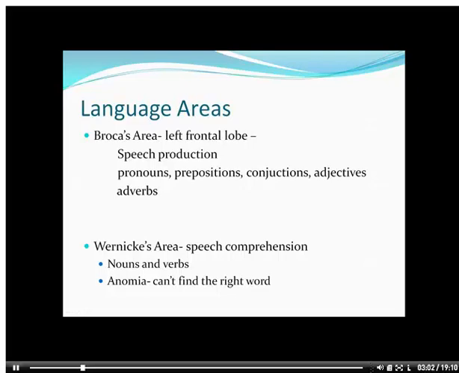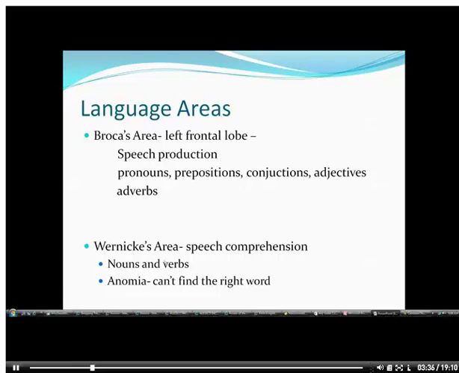So we're going to find out that if you have damage here, you have difficulty with speech production, but also difficulty with understanding pronouns, prepositions, conjunctions, adjectives, and adverbs, kind of the description words, kind of the grammatical words. Your textbook goes into a little discussion about the evolution of language, and talks about how in the beginning we probably just had nouns and verbs, but then as time went on, our grammar became more complex, and so Broca's area developed after that.